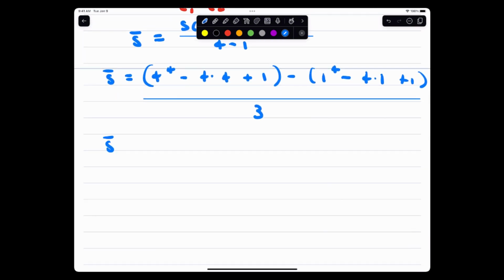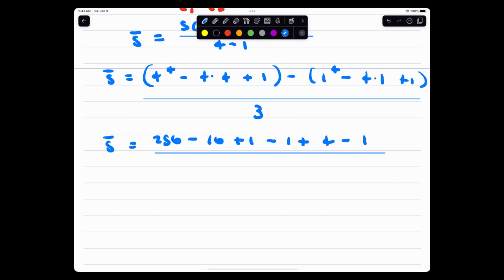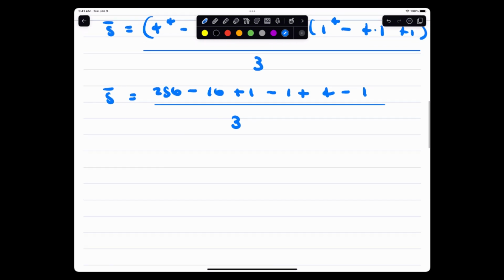However, what's 4 to the 4th power? Should we get out our calculator? 4 to the 4th power is 256. So you get 256 minus 16 plus 1 minus 1 plus 4 minus 1, over 3. So you can do some of your arithmetic.